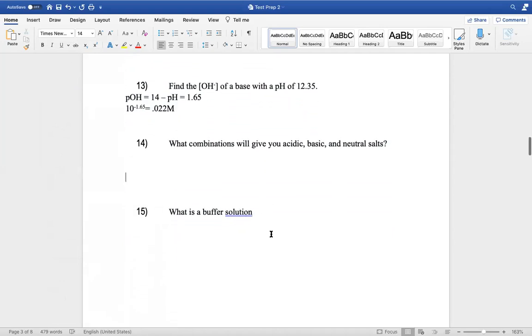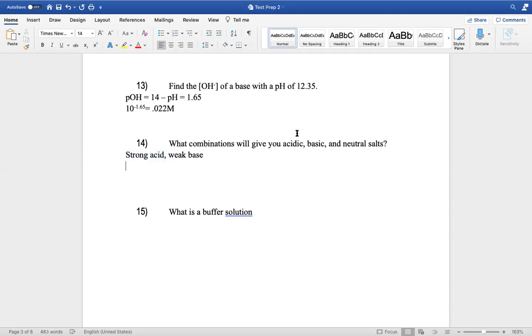What combinations will give you acidic, basic, and neutral salts? So this is asking like a weak acid plus a weak base will give you what? Weak acid and strong base. So what will give you an acidic salt? Strong acid and weak base. Yeah. And remember, that's not because of the strong acid, that's because of the weak base, right? It's weird to think about it like that, but the easiest way to think about it is just strong acid results in more acid, so it's acidic.